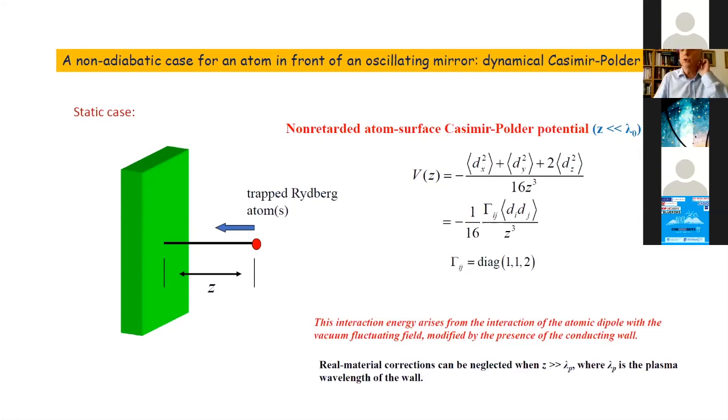To show this, I briefly show some relatively old results that we obtained for one atom trapped, in particular a Rydberg atom, trapped in front of a mirror. If the mirror is static, and if we are in the non-retarded regime, that is when the atom-mirror distance Z is much less than the transition wavelength of the atom, there is an atom-wall interaction energy, the non-retarded Casimir-Polder potential, given by this expression, which scales as Z to the minus 3.